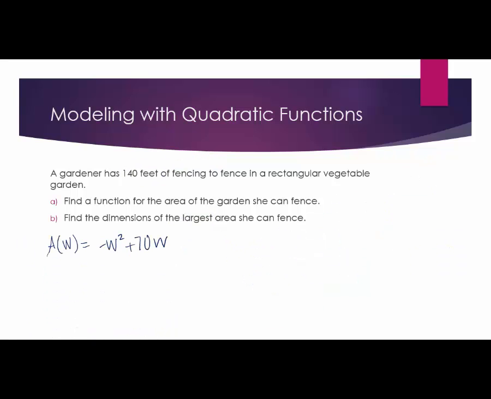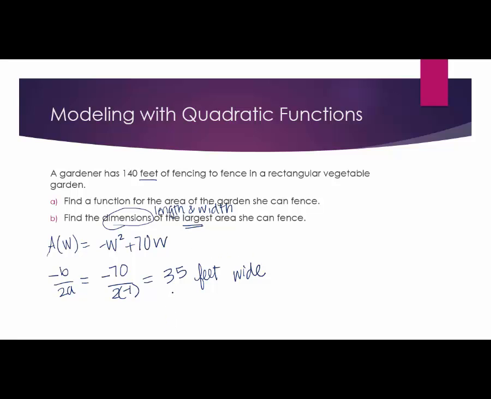We're ready to answer the question in part B. We want to find the dimensions, and so dimensions, that's length and width, of the largest area she can fence. So that made me think of my vertex. Let's calculate negative b over 2a to start with and see what that means. This is negative 70 over 2 times negative 1. So that's going to be 35. And 35 is the input value, or the first coordinate of my vertex. So this is my width in feet, right? So the largest area she can fence, I already know, is going to be 35 feet wide.